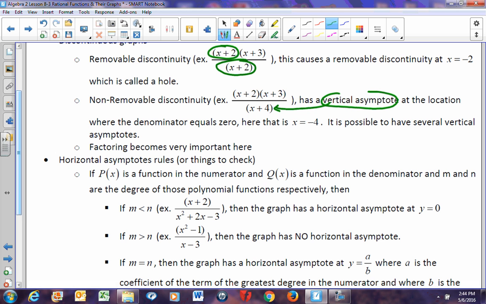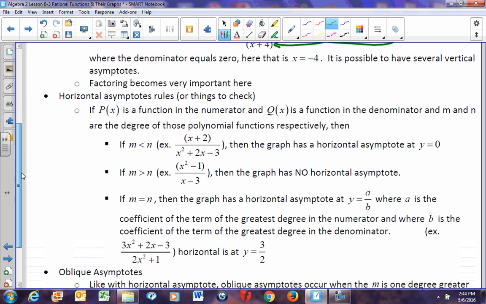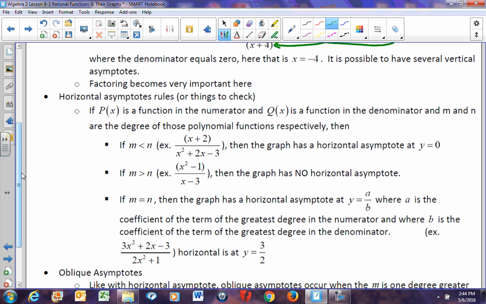That's why you need to factor. Horizontal asymptotes: rules, things to check. This is the one where it's a little bit fishy and hairy for some people. If p of x is a function in the numerator, and q of x is a function in the denominator, and m and n are the degrees of those polynomial functions, m is the degree of the numerator, n is the degree of the denominator, then if m is less than n, for example, we have x plus 2 over x squared plus 2x minus 3.